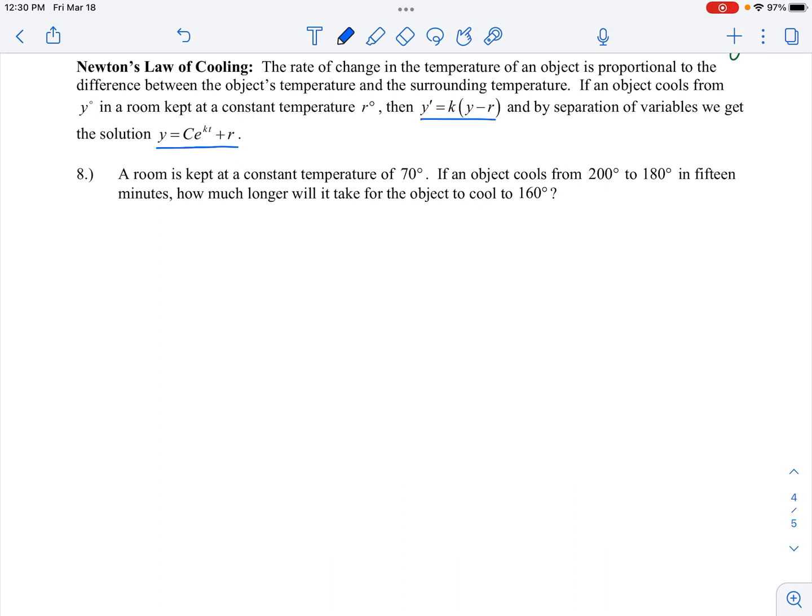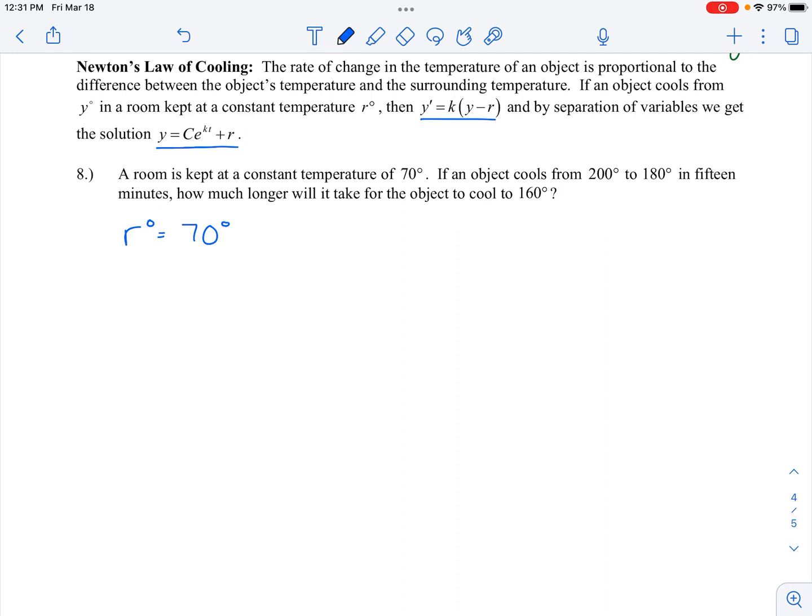So here we go, problem number 8. A room is kept at a constant temperature of 70 degrees. So that's the r. So r degrees is equal to 70 degrees. If an object cools from 200 degrees to 180 degrees in 15 minutes, how much longer will it take for the object to cool down to 160 degrees?